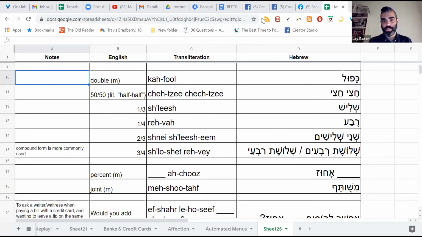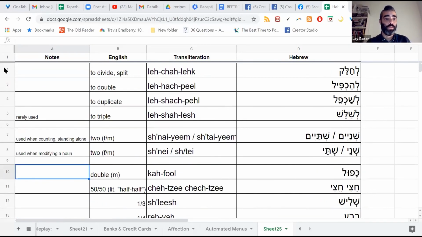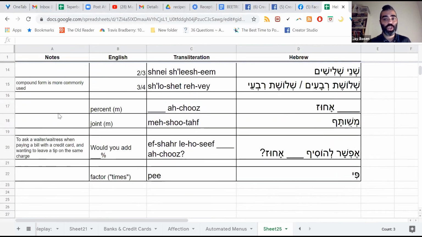Bruce asks a great question. Lechalek and mishutaf. So let me go back to the screen so you can see that. Lechalek is a verb. It means to divide or to split something. It's a verb, 100% a verb. It gets conjugated like a verb. It happens to be a very regular verb, so there's no irregularities in how it's conjugated. The word mishutaf means joint.